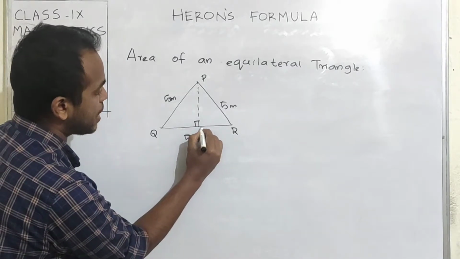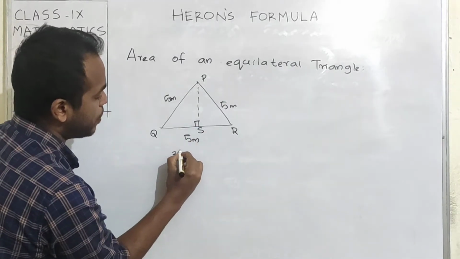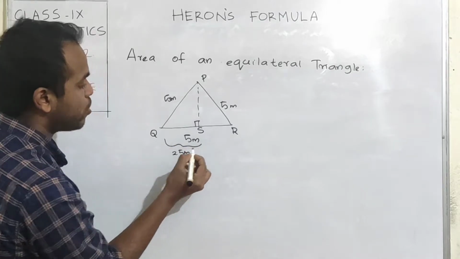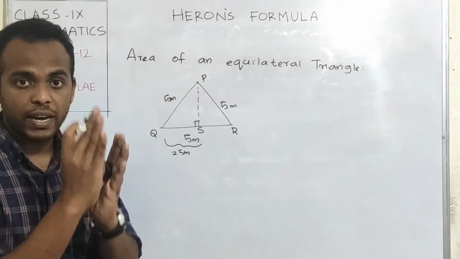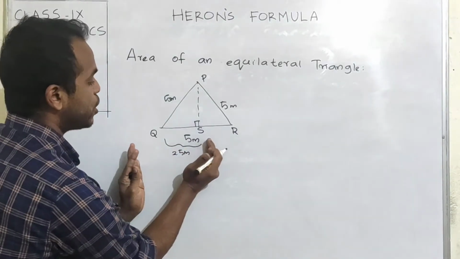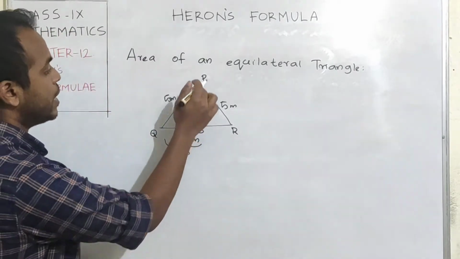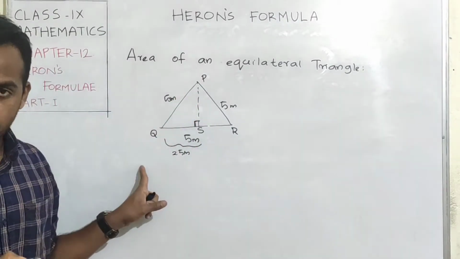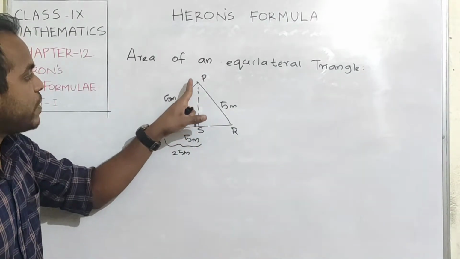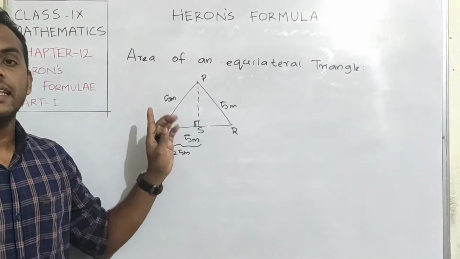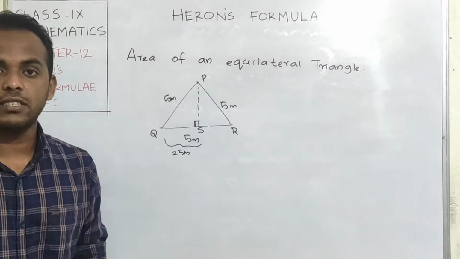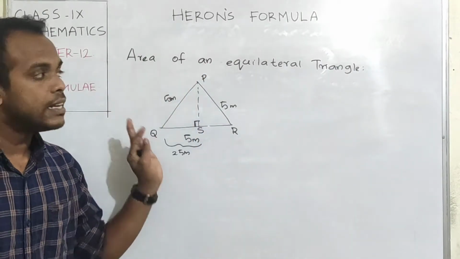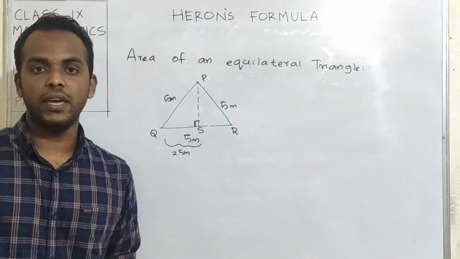So if you put this as S, this much length will be 2.5 meter, because the total length is bisected. 5 meter will be split into 2.5 and 2.5. Now this will become a right angle triangle. PSQ will be a right angle triangle. We can easily find the length of PS. If you find the length of PS, it is the height of the triangle. Then we can use the equation half BH.